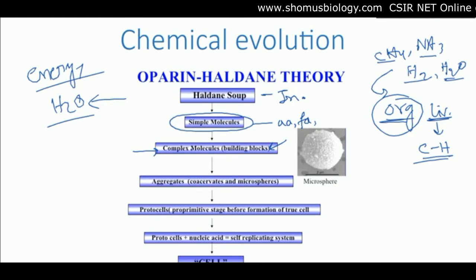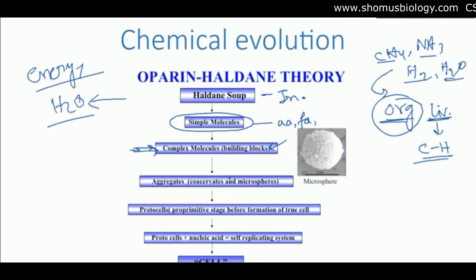Once the structure is made, those will be known as complex macromolecules, and these macromolecules are actually the building blocks for the living organism. So they produce those macromolecules, and once they produce the macromolecules, we have lipids, we have polysaccharides, we have proteins.